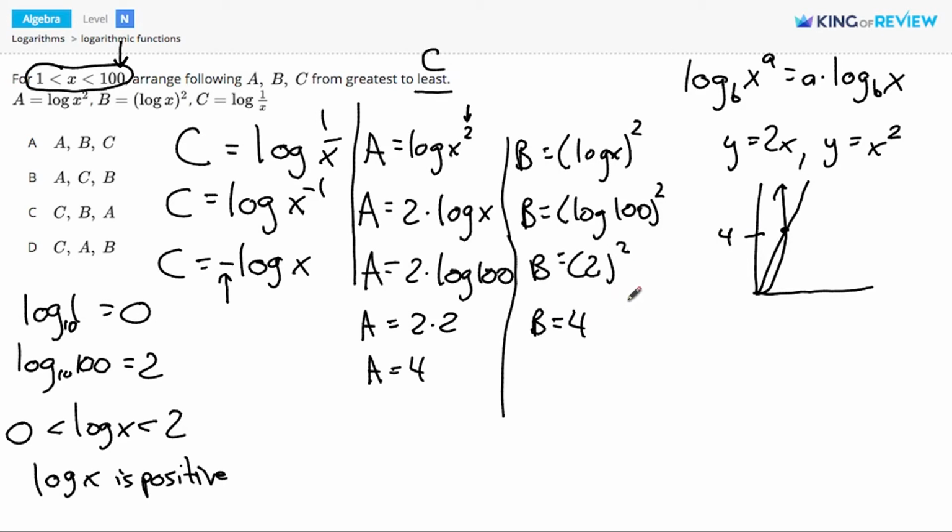And we figured out that happens when x is 100, which means for the entire time x goes between 1 and 100, that is the interval we're working with, the line y equals 2x is greater than the parabola y equals x squared, which means a is greater than b for our entire interval from 1 to 100. So we know a is greater than b, we know c is the smallest, which means our order is a, b, c. And that's it.